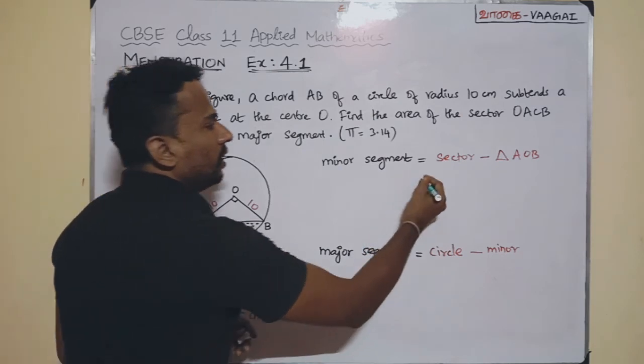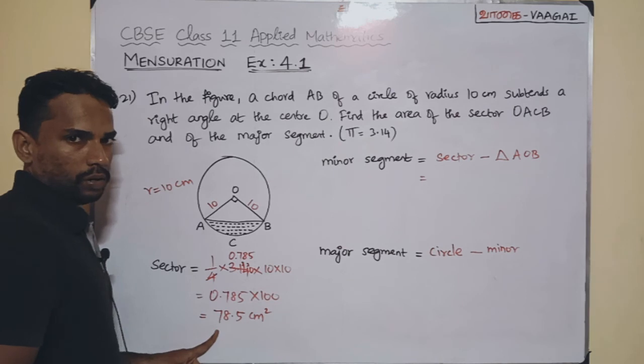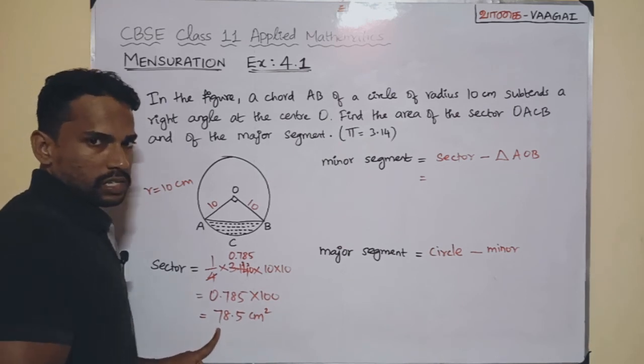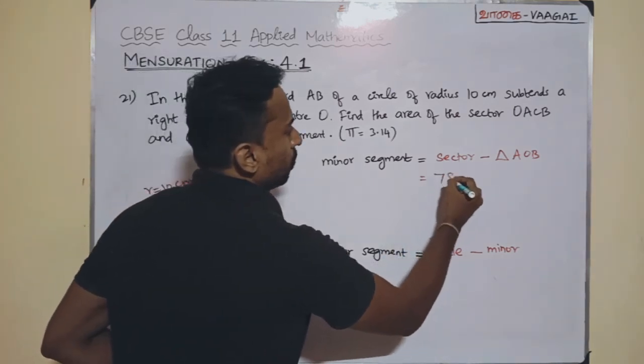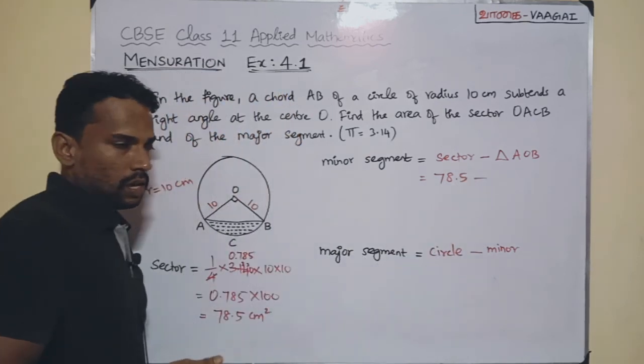Now, already we have the area of the sector. This is going to be 78.5, correct? So 78.5 minus that side.